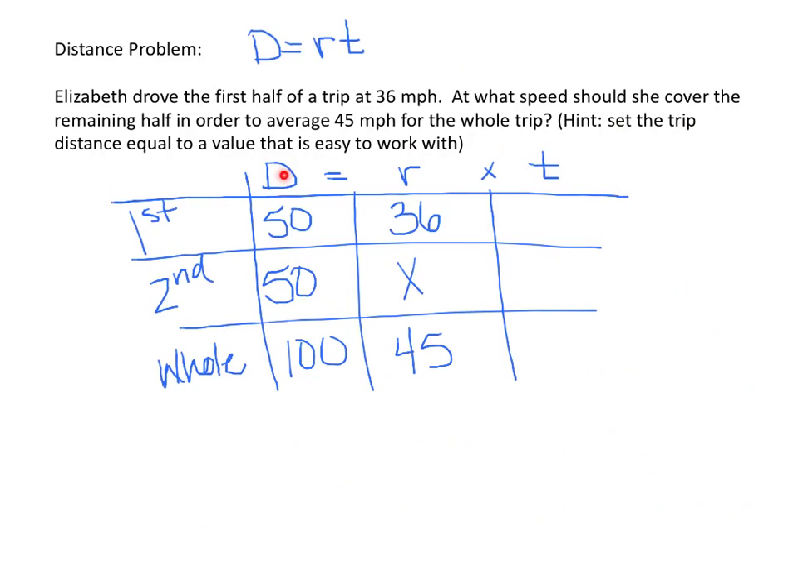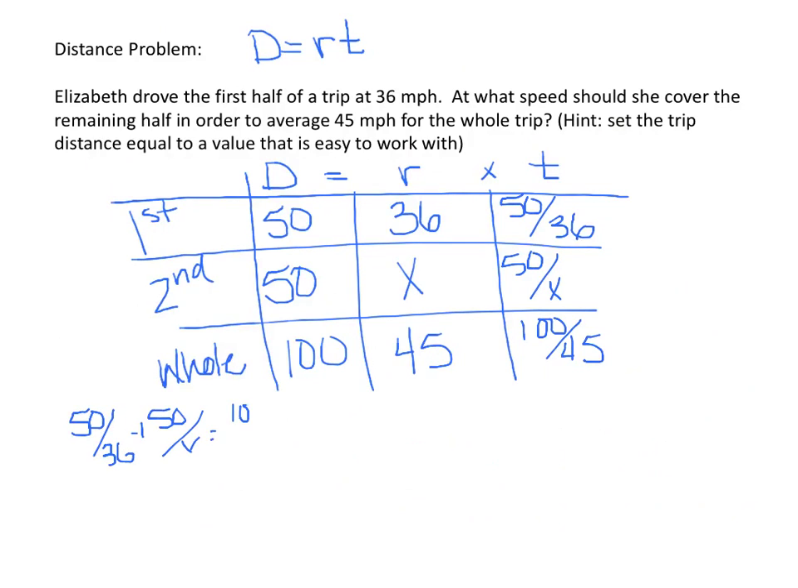So, if distance is equal to rate times time, if I want to solve for time, I divide by rate on both sides. So that means my time is 50/36, 50 over x, and 100 over 45. So now I simply add 50 over 36 plus 50 over x is equal to 100 over 45. My least common denominator is 180x. So 36 cancels here and becomes a 5.